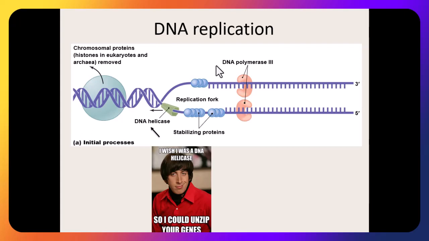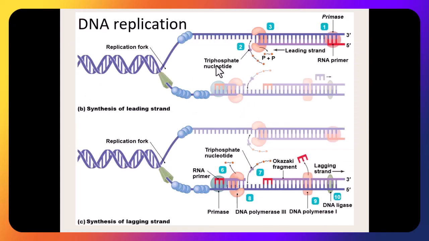But it has an issue. Because as this is unzipping to the left, and we're trying to work that way, it can only bring in bases, the A's, the T's, the C's, the G's, whatever it needs to bring in, and add it to a new 3' end. This becomes an issue. It can only add it to a 3' end.